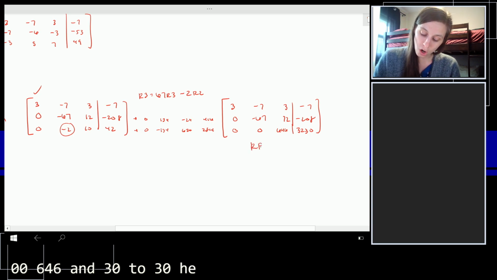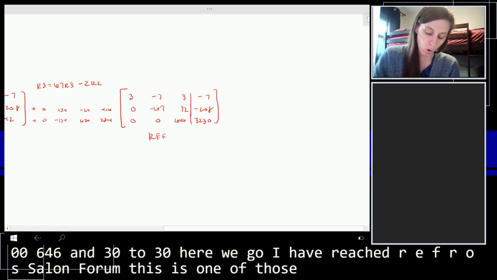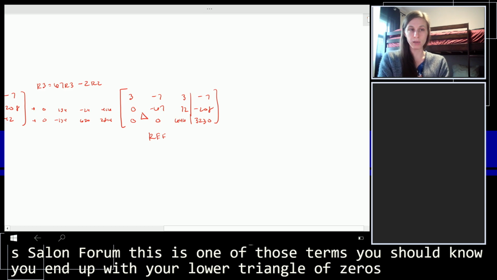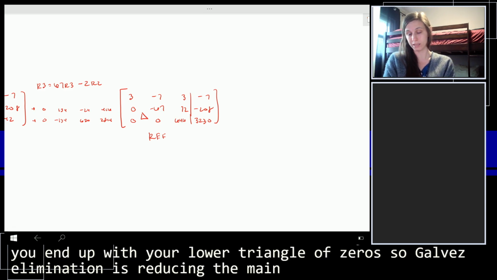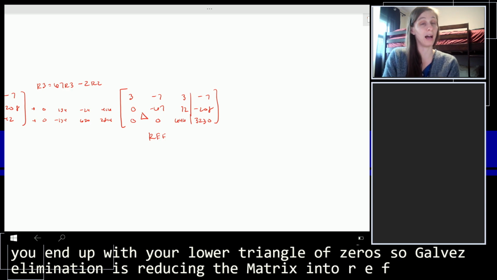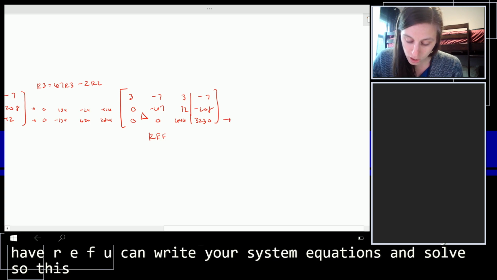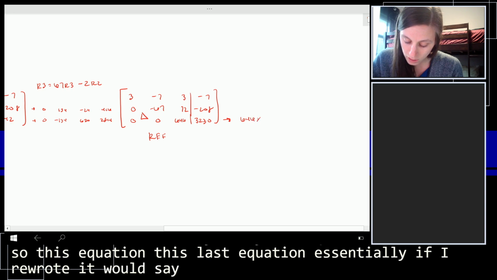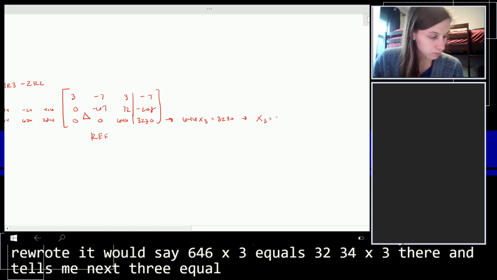Here we go. I have reached REF, row echelon form. This is one of those terms you should know. You end up with your lower triangle of zeros. So Gauss elimination is reducing the matrix into REF. Once you have REF, you can write your system of equations and solve. So this last equation, if I rewrote it, would say 646x3 equals 3230. If I solve for x3 there, it tells me x3 equals 5.